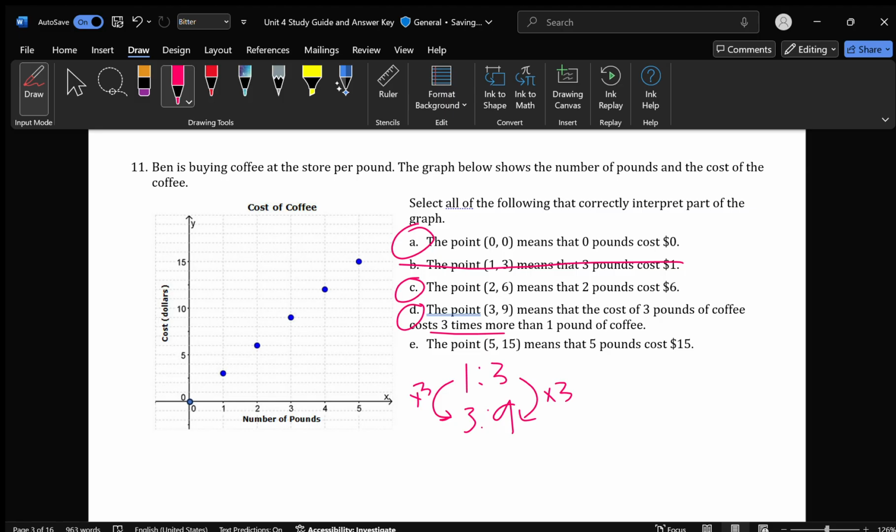The (5,15) means that 5 pounds costs $15. Well, x represents my pounds, so that's right. 15 represents my cost. So that's my answer. All of the answers are correct except for B. If you would like to do number 12, you are more than welcome to do number 12.